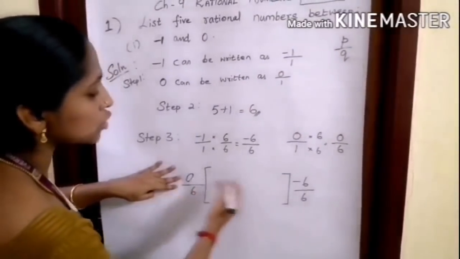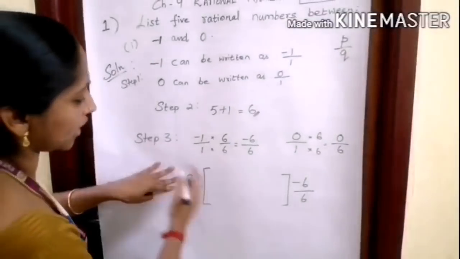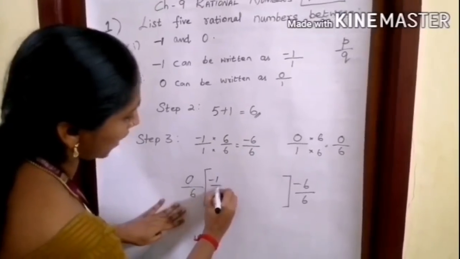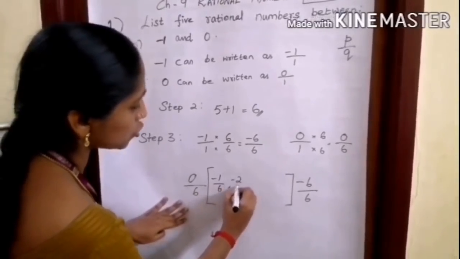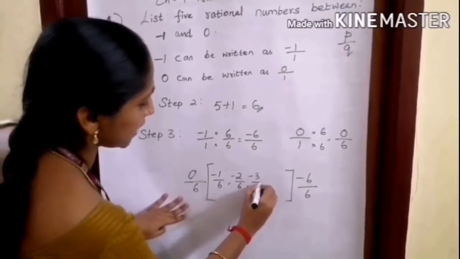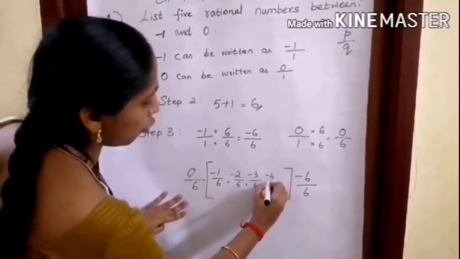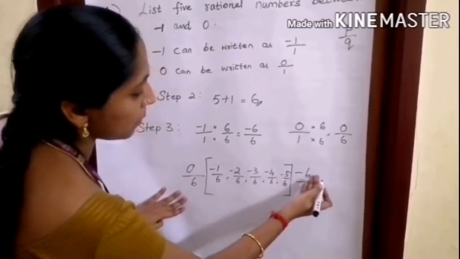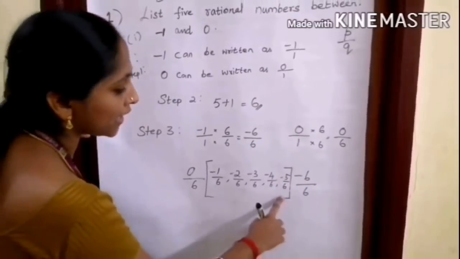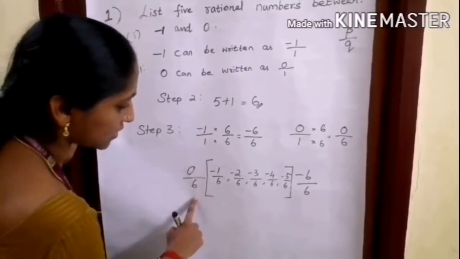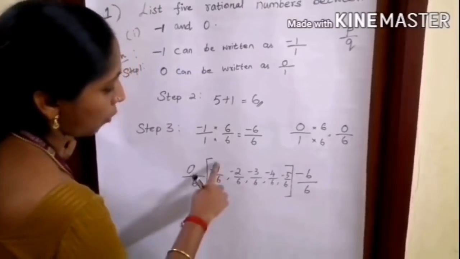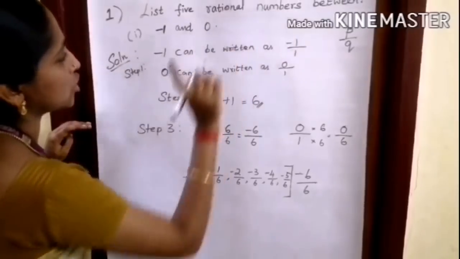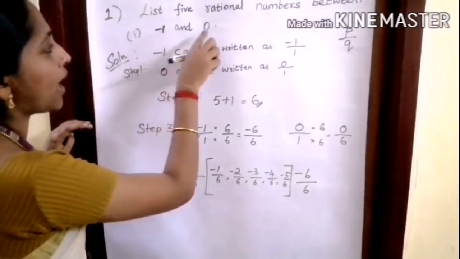So this is going in the negative direction, negative side. So from 0 in the negative direction: minus 1 by 6, minus 2 by 6, minus 3 by 6, minus 4 by 6, minus 5 by 6. The next number is minus 6 by 6. Now count how many rational numbers are there between 0 by 6 and minus 6 by 6. 1, 2, 3, 4, 5. So we got 5 rational numbers between minus 1 and 0.